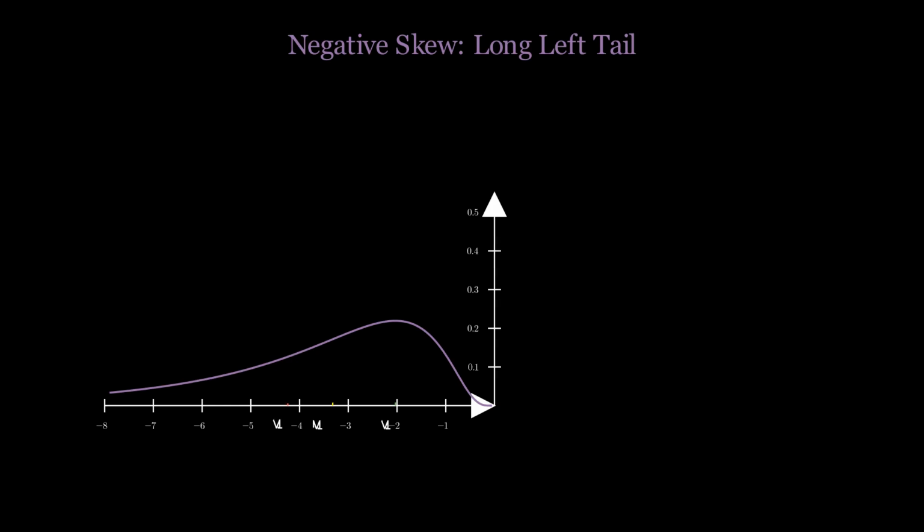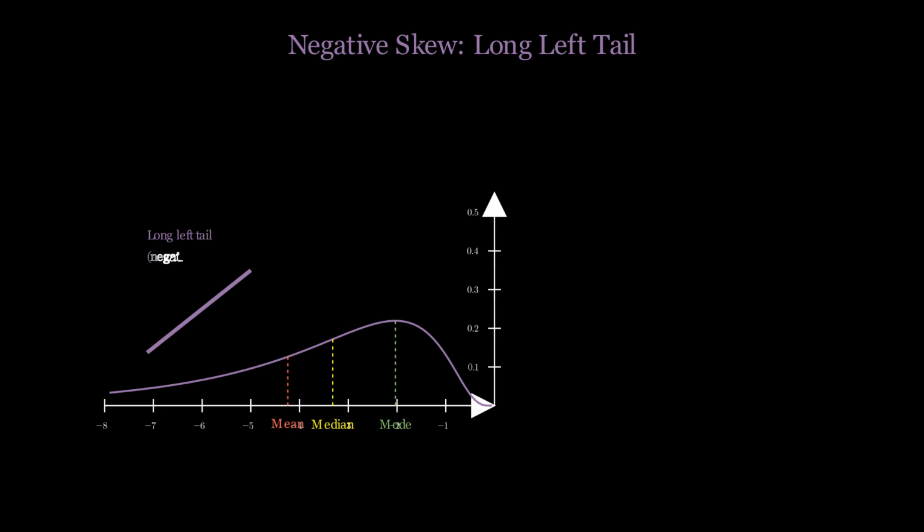Real examples include retirement age. Most people retire around 65. But a few retire very early at 30 or 40, creating that left tail. Easy exam scores cluster near 100, but some students score near 0.